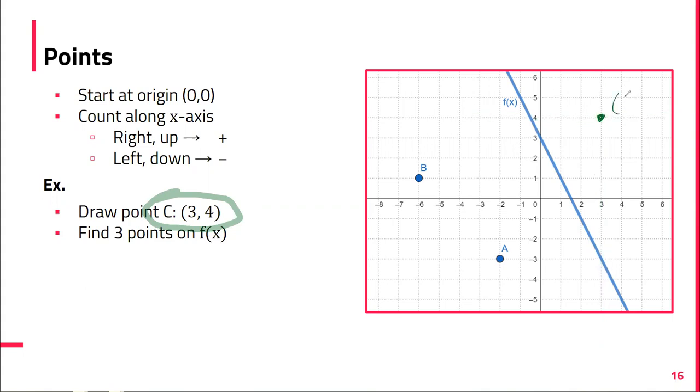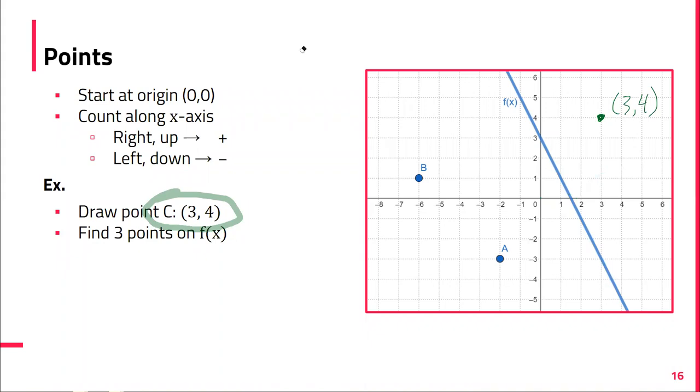So this is 3, 4, or again, just counting. If we have a 3, it's positive. We're going to the right 1, 2, 3 steps, and then going up 1, 2, 3, 4 steps, and there's our point. All right, I think, again, most people were okay with this, but let's just make sure.